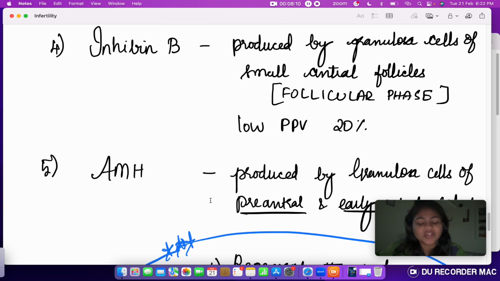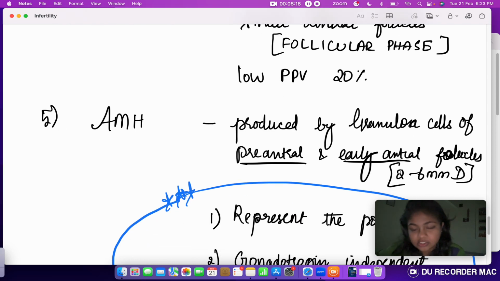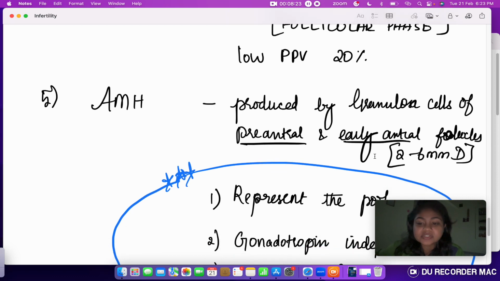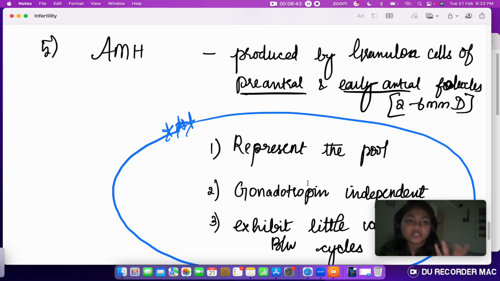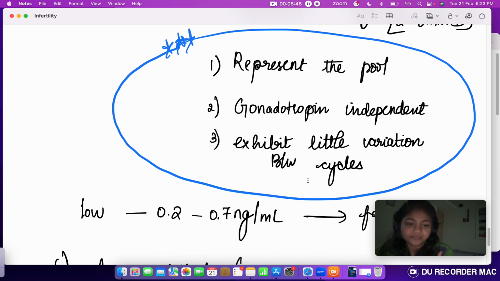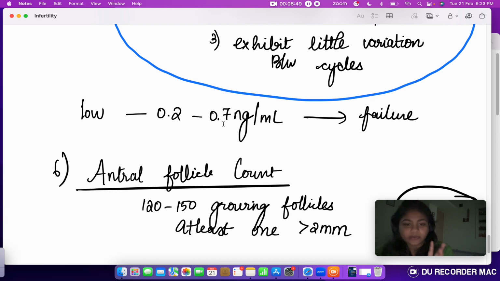Then there is AMH, anti-Mullerian hormone. This is again produced by granulosa cells of the pre-antral and early antral follicles, so follicles with 2 to 6 mm diameter produce this AMH. Because they are early antral, they represent the pool. They are not from the dominant follicle that is about to ovulate or rupture; they are from follicles before the stage of ovulation. So they represent the pool, they are gonadotrophin independent, and they exhibit little variation between cycles. So it is well useful to analyze the ovarian reserve. Low reserve means 0.2 to 0.7 nanogram per ml, and it indicates that treatment with gonadotrophin stimulation is going to fail.